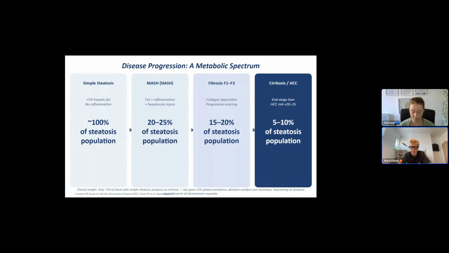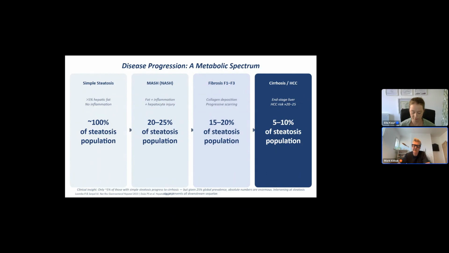As we move along the spectrum, the fat accumulation starts to begin triggering inflammation. So this is the second stage. So that's MASH, the metabolic associated steatohepatitis. So hepatitis, inflammation within the liver cells. So at this stage, we've now started to get active hepatocyte injury. So injury to the cells themselves.